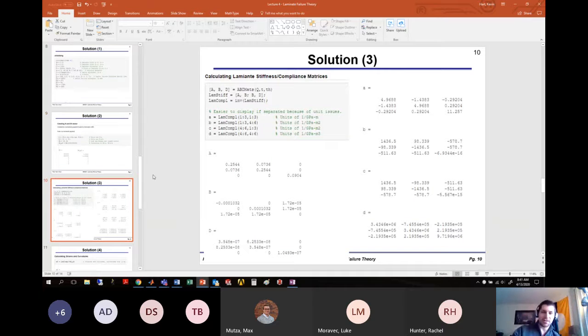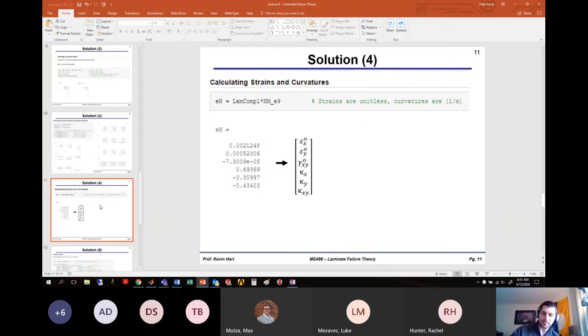Continuing, here's my ABD matrices, both the stiffness ABD matrices and the compliance ABD matrices. So you should be very comfortable calculating those at this point. And I calculate the resulting strains and curvatures using this general formula here, where my loads and moments are multiplied by the laminate compliance matrix. This is the resulting strains and curvatures of the laminate as a whole. So I have some positive strain in X, some positive strain in Y, a very small amount of negative shear strain. Here I have resulting curvatures in all three orientations: curvature in X, curvature in Y, and this torsional curvature kappa XY.